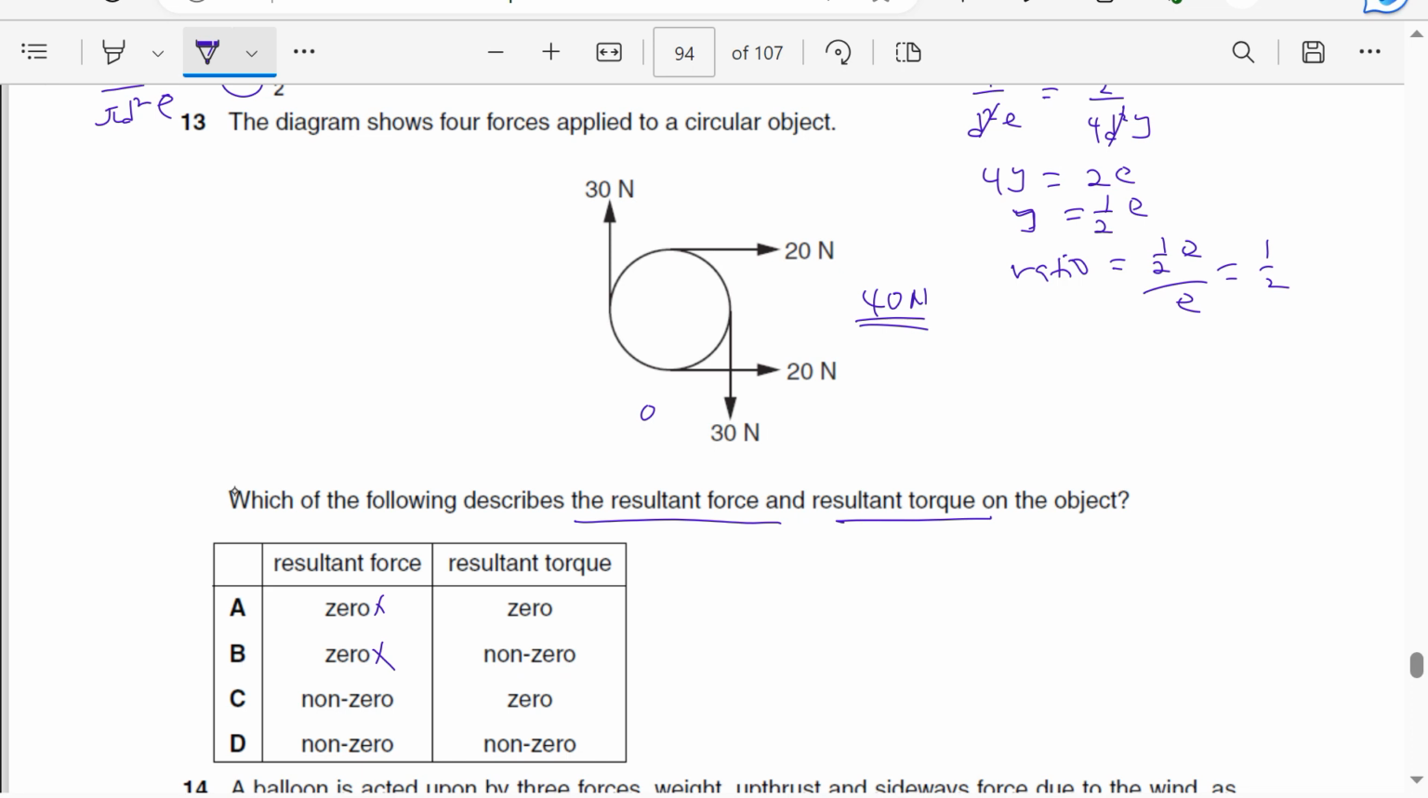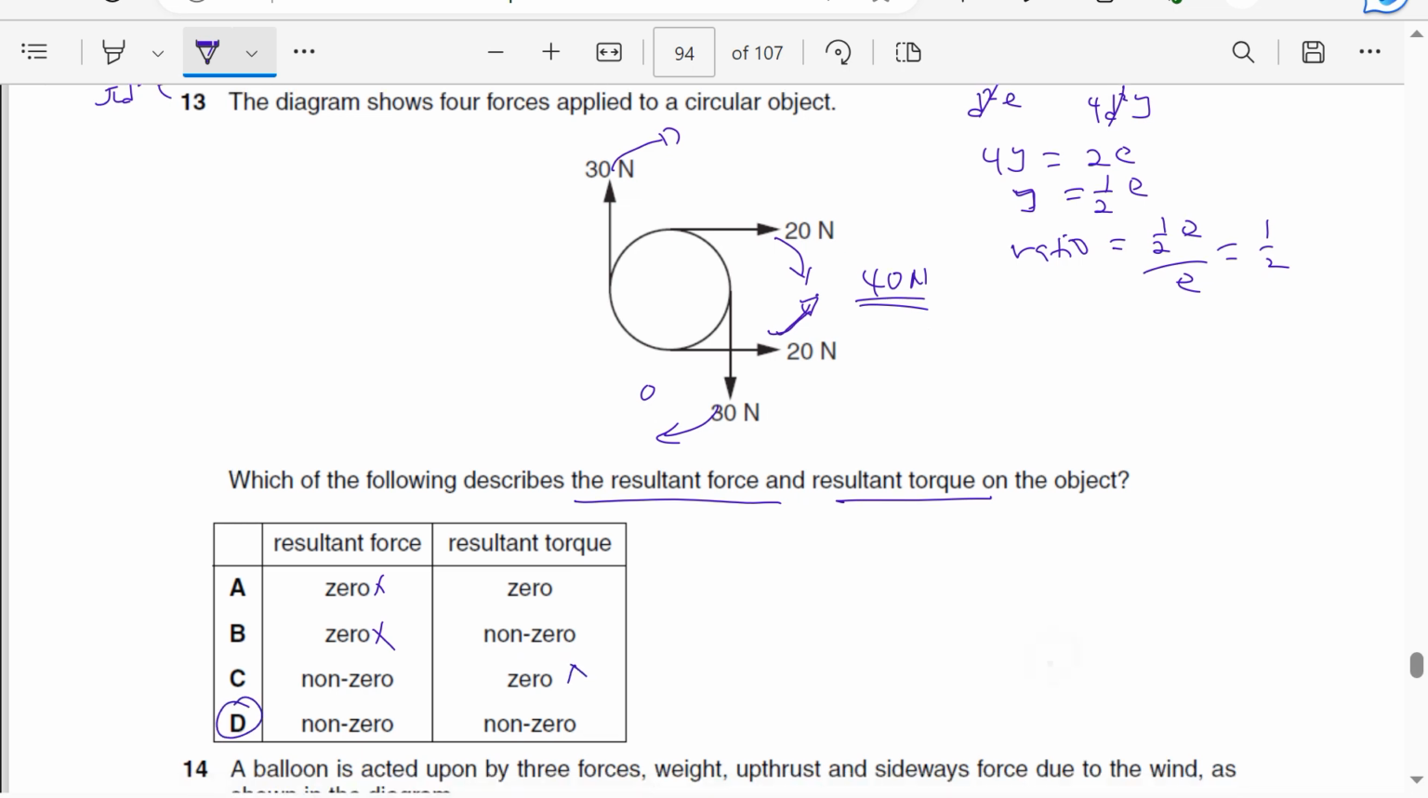Then torque. This causes a clockwise moment, which is cancelled with this one, because this is anti-clockwise. So these ones are cancelled out. But 30 newtons causes clockwise. This 30 causes clockwise. The resultant is a clockwise moment. So it is not 0. So this is also out. So the answer is going to be D.